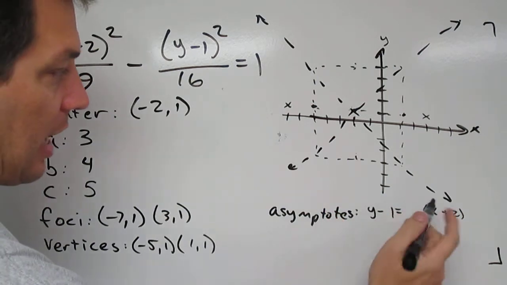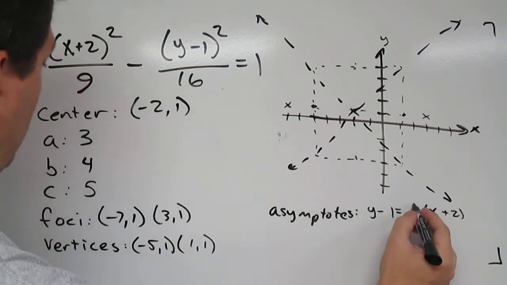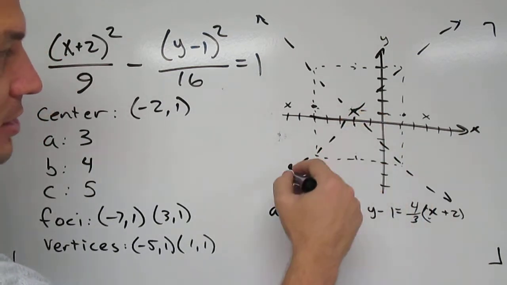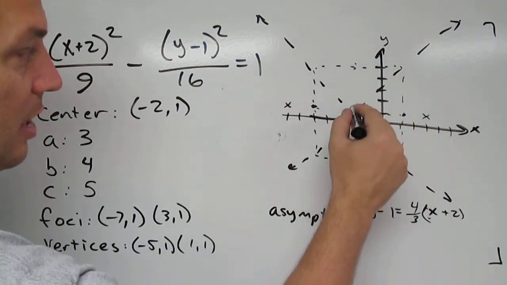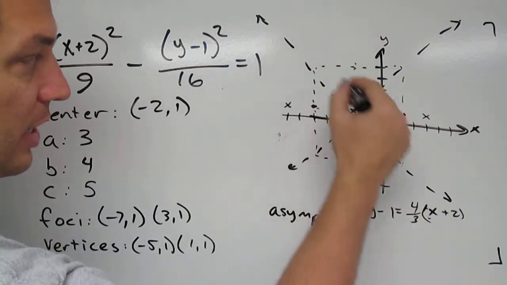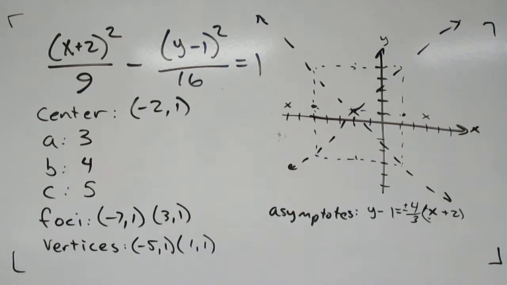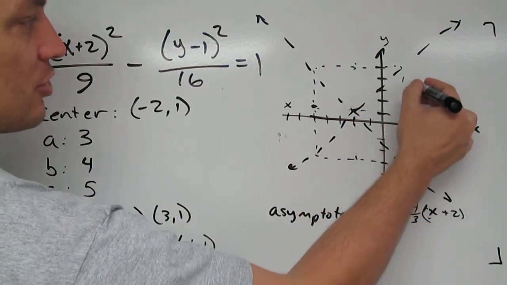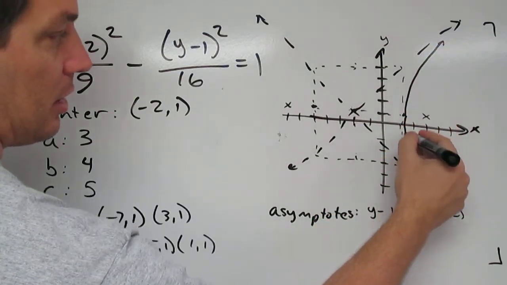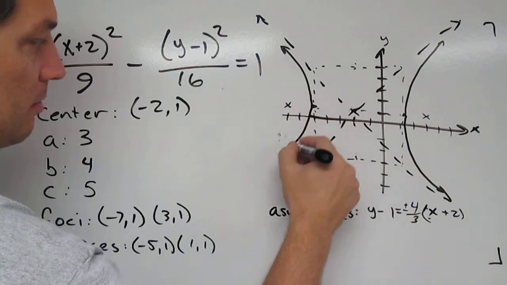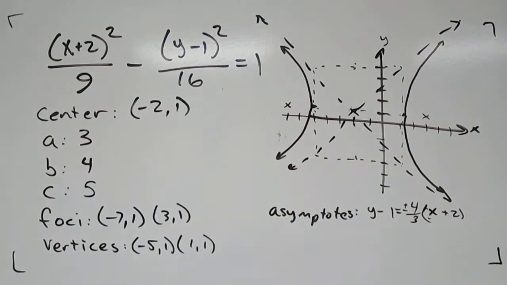So I would have 4 over 3. That's this one's rise over run. I'm also going down 4 and over 3 to do that line. So it's y − 1 = ±(4/3)(x + 2). And then if I was going to sketch the actual hyperbola, it would go right up to those asymptotes but not cross them. And so that's what the asymptote would look like.